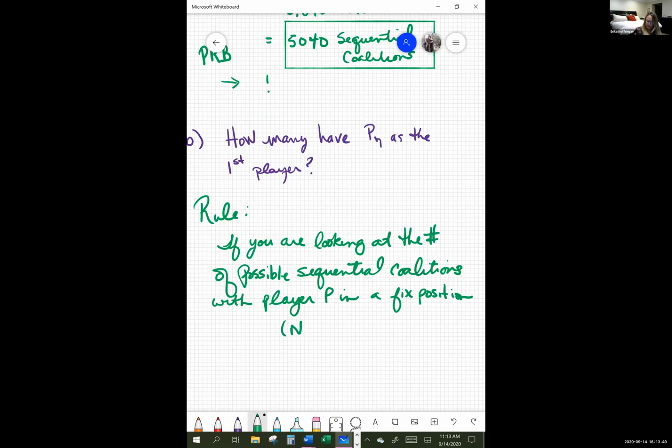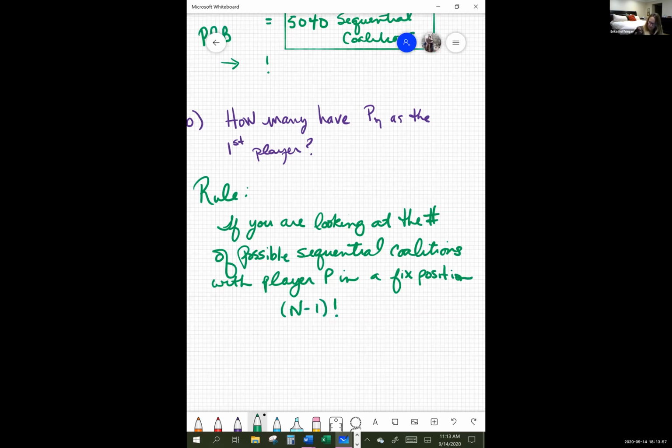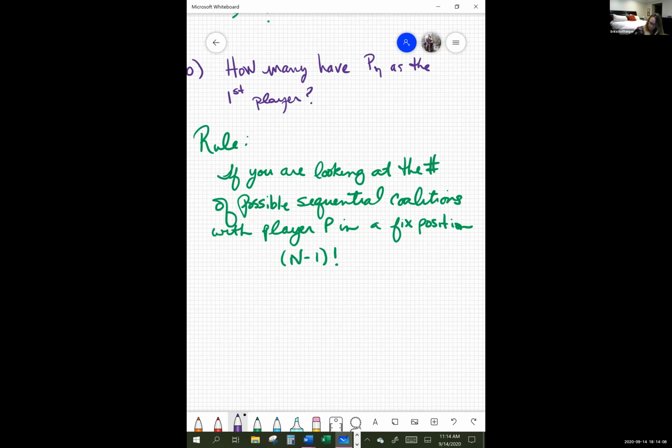So if we want to figure out player 7, how many places they are in the first, as a first player, then we're looking at n was 7 in our case. And so we would have 7 minus 1 factorial, which would be 6 factorial, which would be 5,040 divided by 7, which is 720. 720 positions or sequential coalitions with player 7 in the first position.